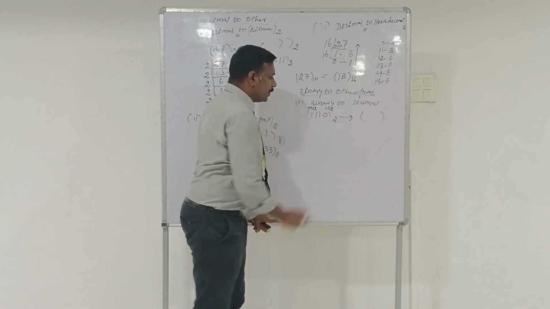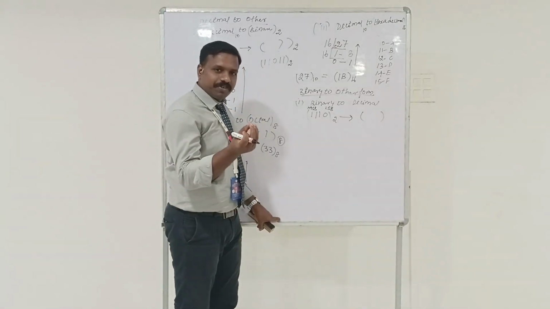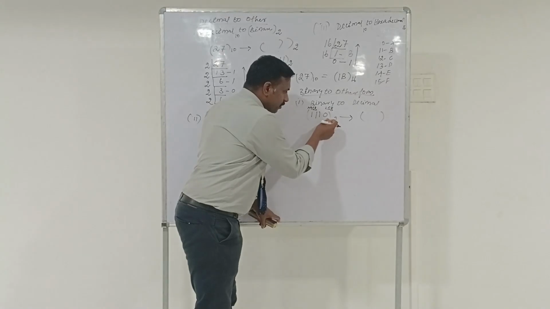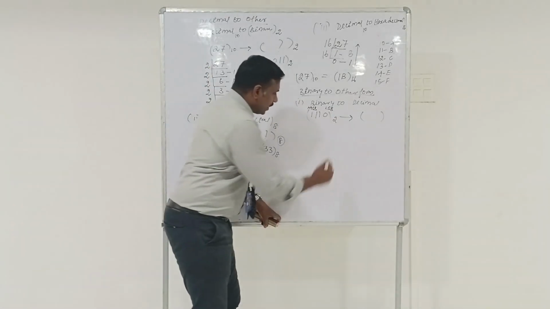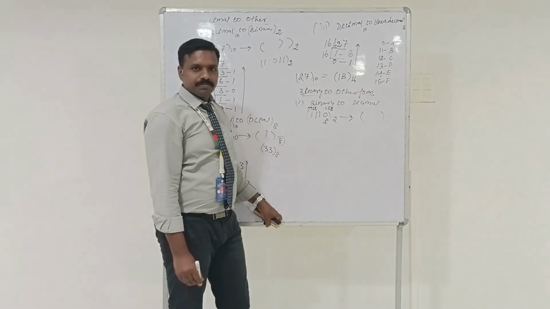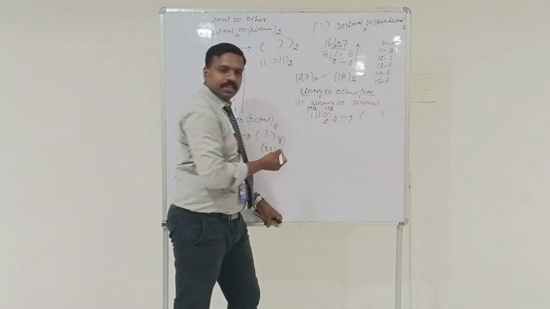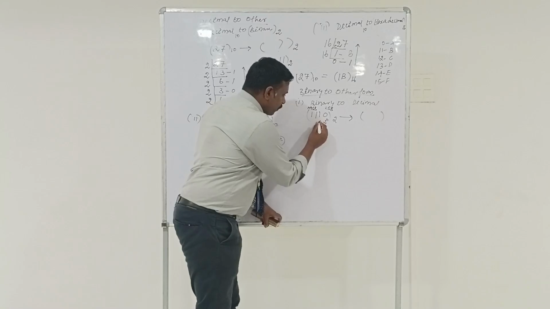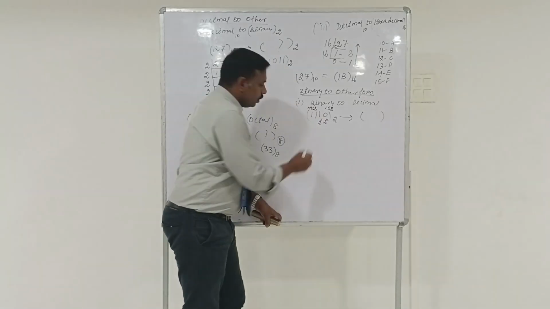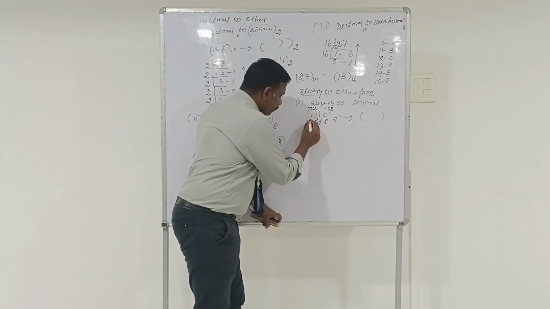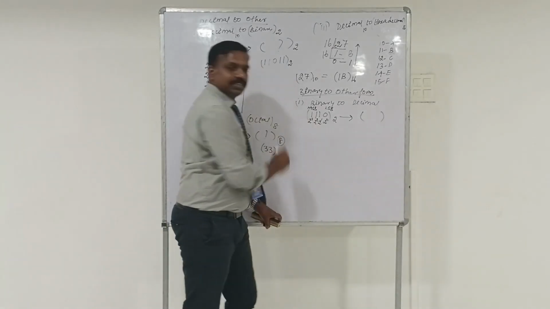The weight starts from LSB to MSB. First you have to give the weight value for the LSB. Here the weight value is 2 power 0 for the first LSB. Next we move from right to left. The weight is 2 power 1 for the next digit, 2 power 2 for this digit, 2 power 3 for this digit.